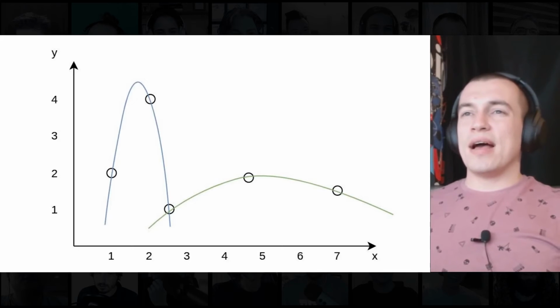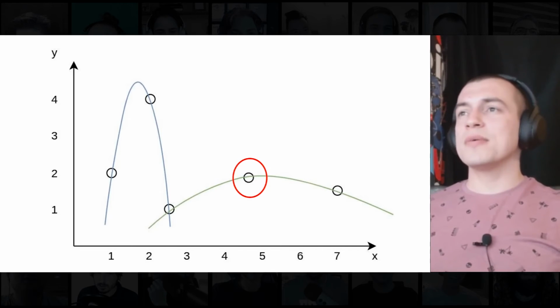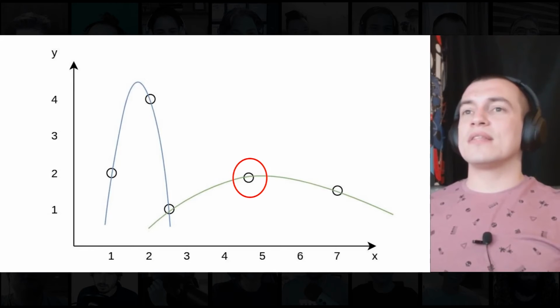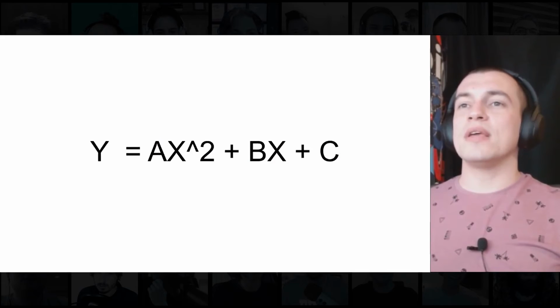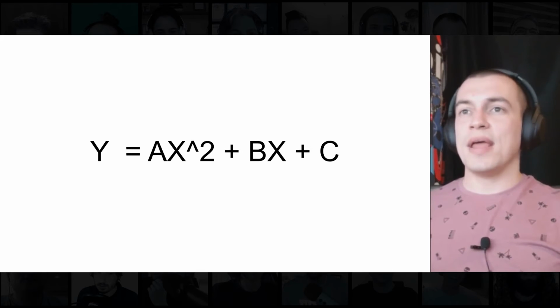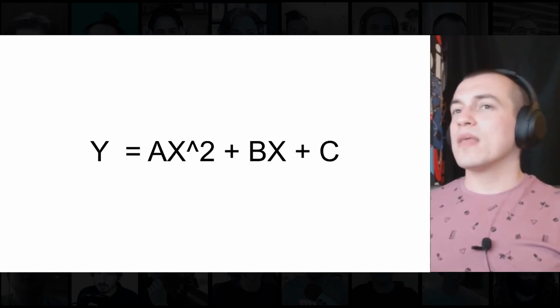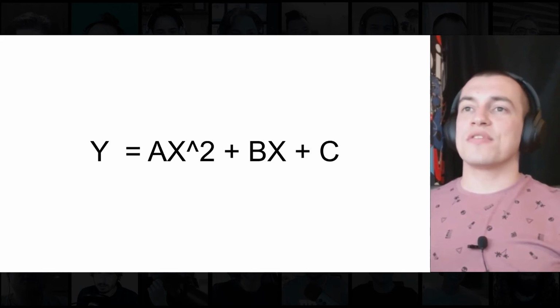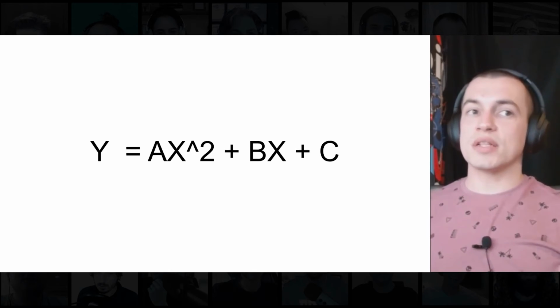But I have kind of cheated. I have added an extra dot. Why? The problem is that in order to find a curve, we need to solve a second-degree equation. And that second-degree equation has three unknown variables, a, b, and c. For every dot, we know x and y.